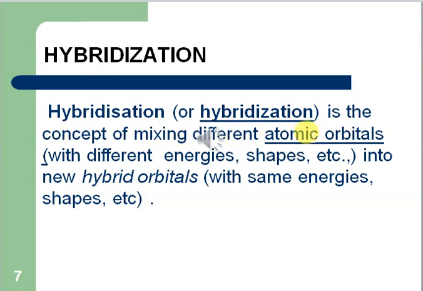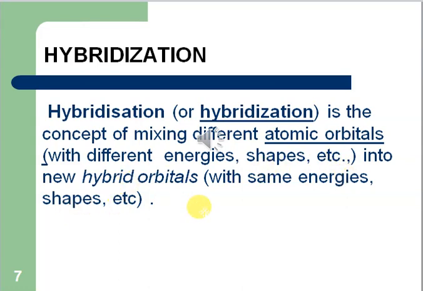And these different atomic orbitals, when mixed, result in the formation of new hybrid orbitals. All of these new hybrid orbitals have the same energies and the same shapes, etc. So what we did is mix different atomic orbitals with different energies, shapes, and bond angles, and we get new hybrid orbitals. And all of these new hybrid orbitals have the same energies, same shape, etc.